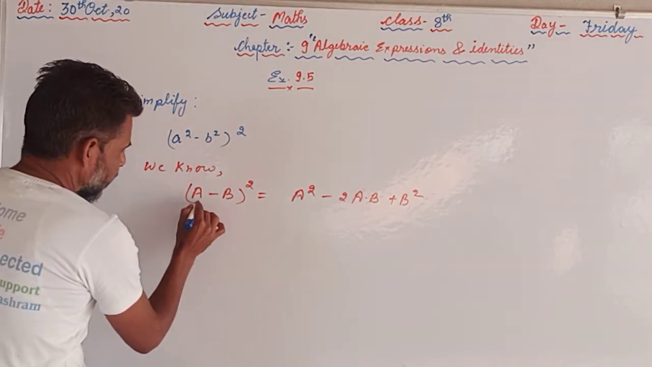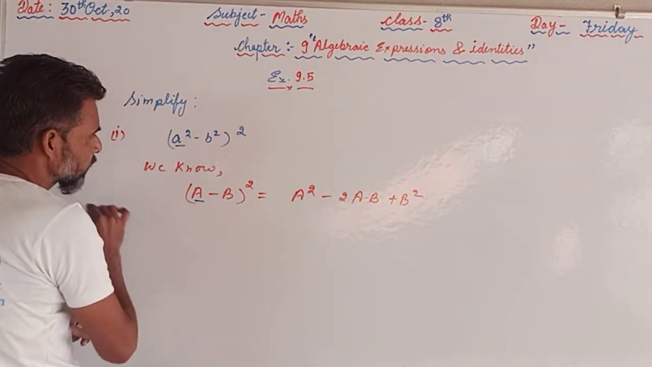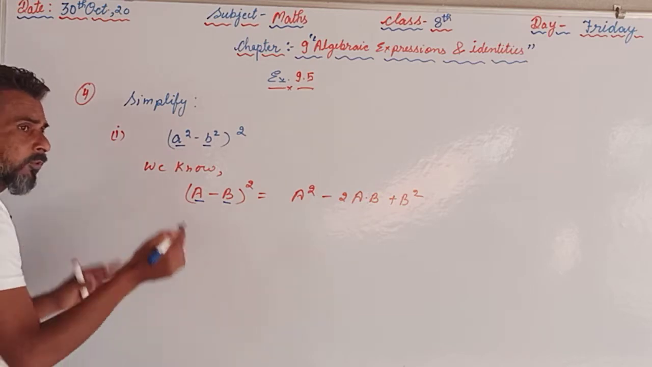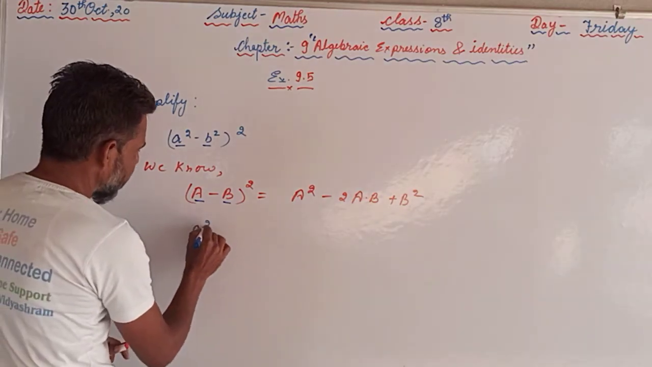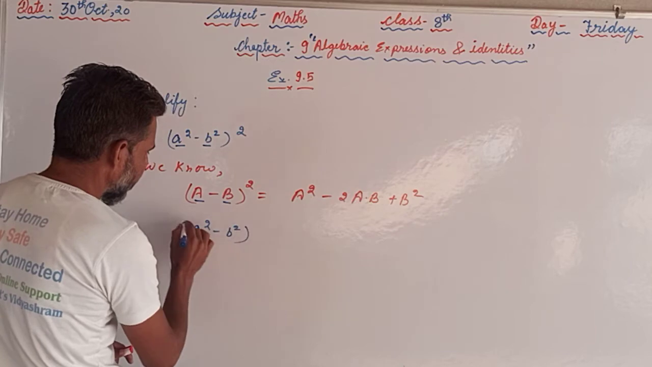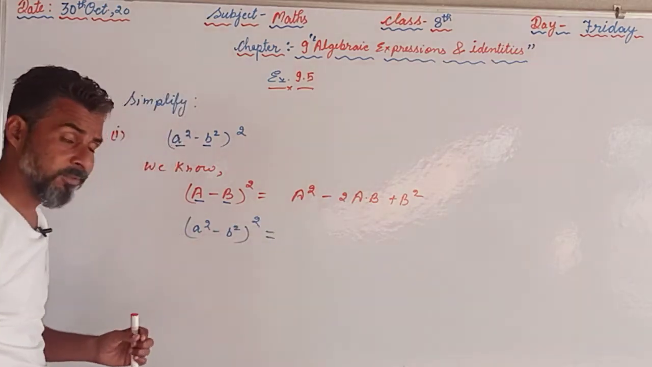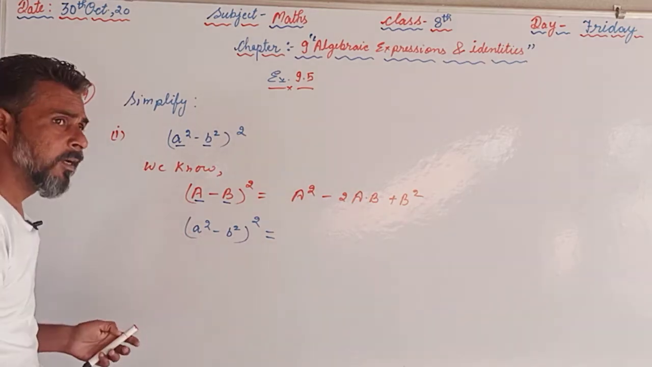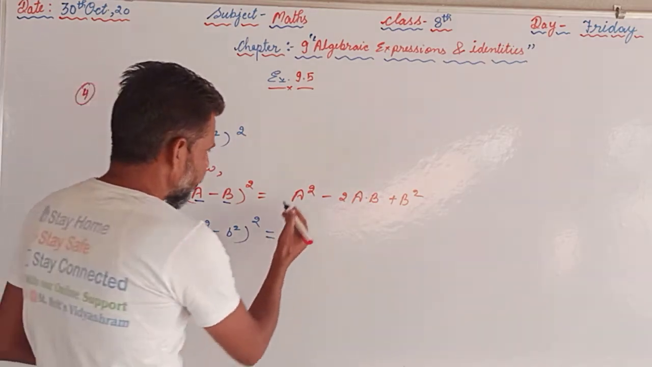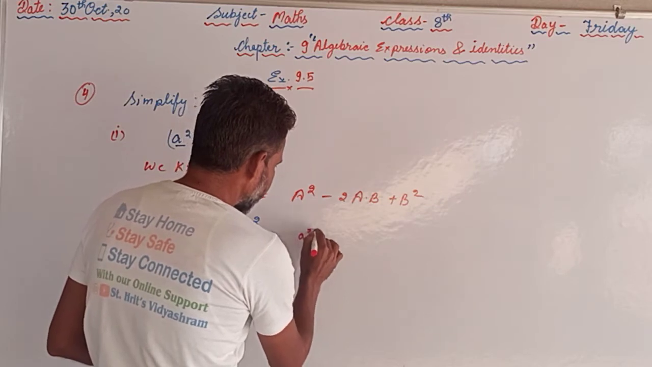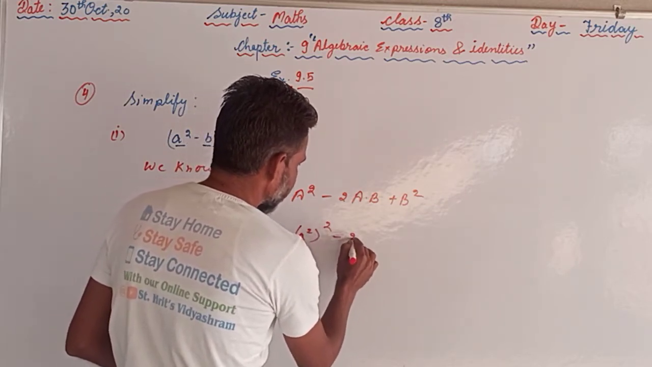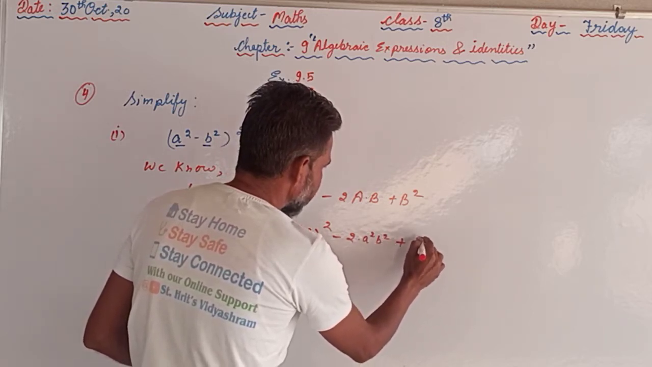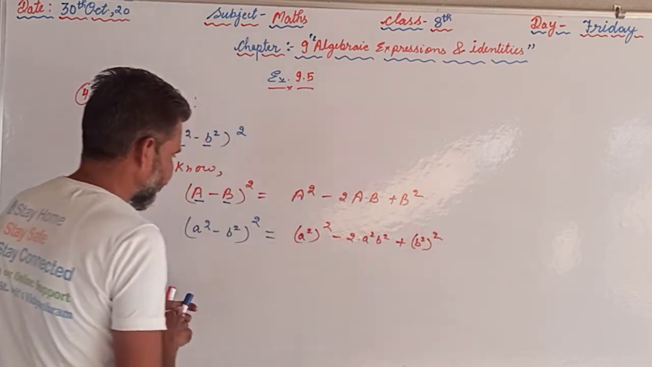So in place of capital A there is small a square, and in place of capital B there is small b square. So we are supposed to substitute. Then we can write (a square minus b square) whole square. Now we have substituted the values of a and b on the left hand side, so now we substitute on the right hand side as well. In place of a there will be (a square) whole square minus 2 into a square into b square plus (b square) whole square.